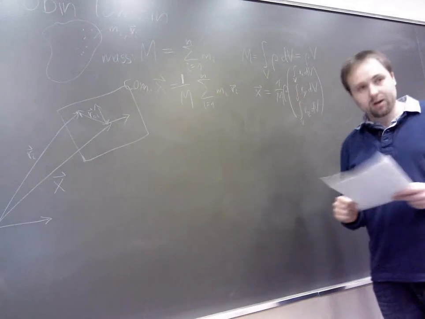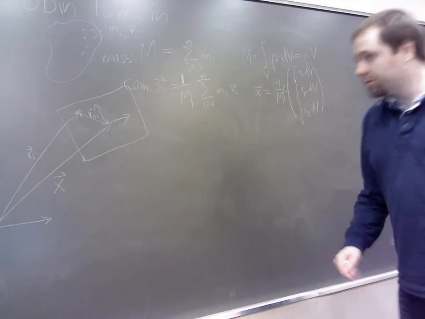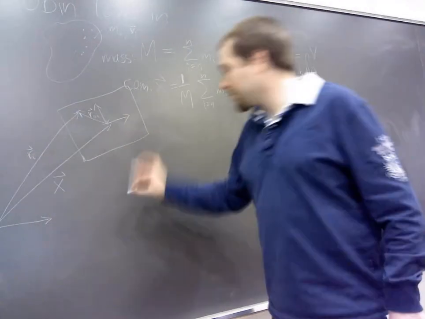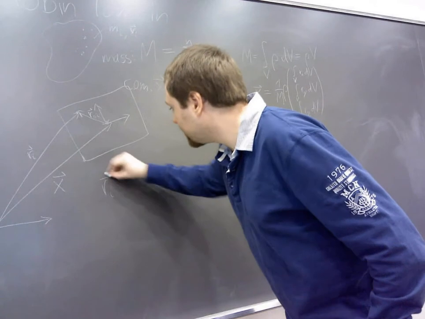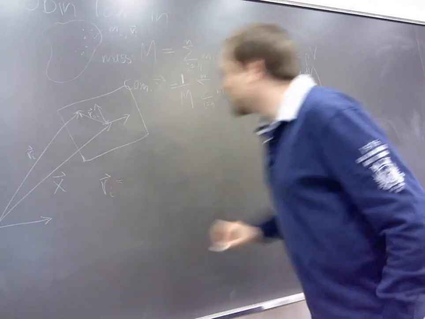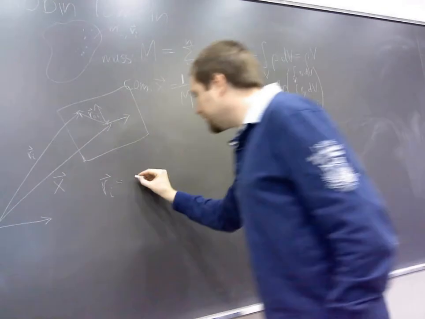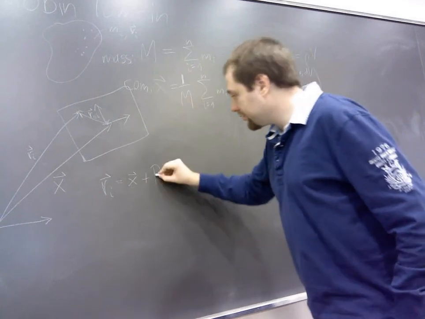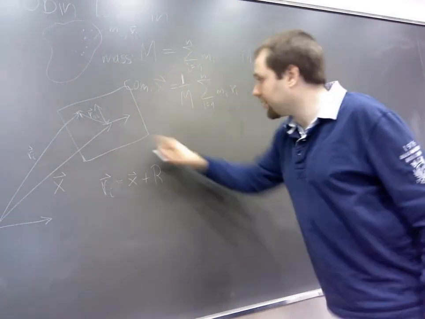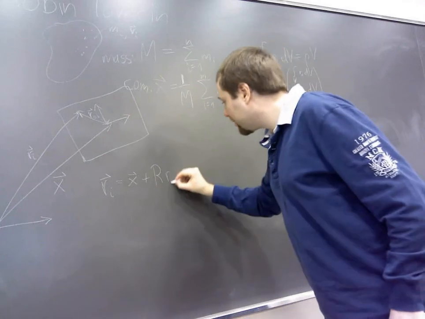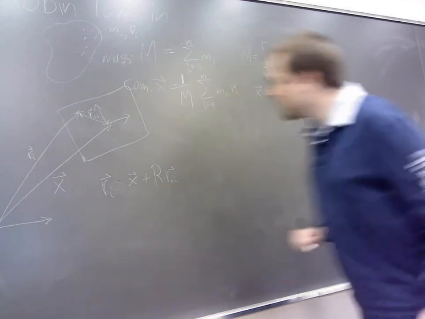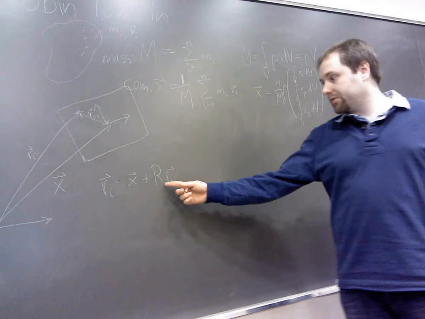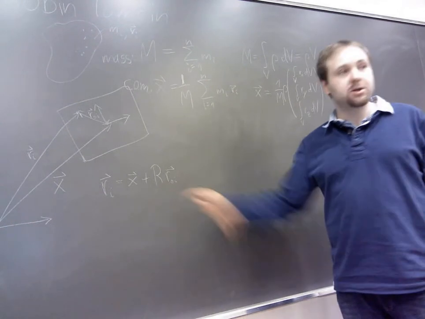And so to transform between the local and the global coordinate system, the global particle position is just the center of gravity or the position of the rigid body, x, plus its orientation times the local coordinate. And so here in this lecture I'll mainly use rotation matrices to describe the orientation for reasons of simplicity.